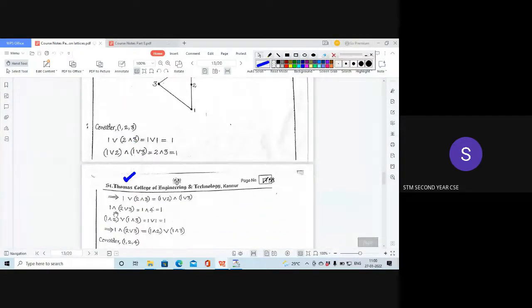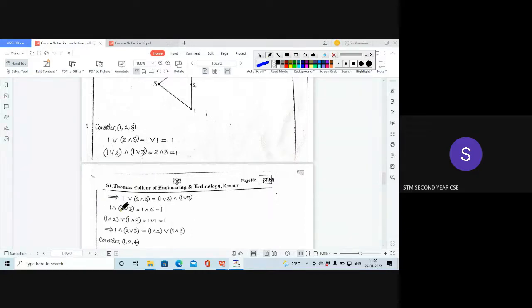See, this is the second law: 1 and (2 or 3) is equal to (1 and 2) or (1 and 3). Here we have to check the second law. So this is the LHS and this is the RHS. You have to check whether the LHS evaluates to the RHS.